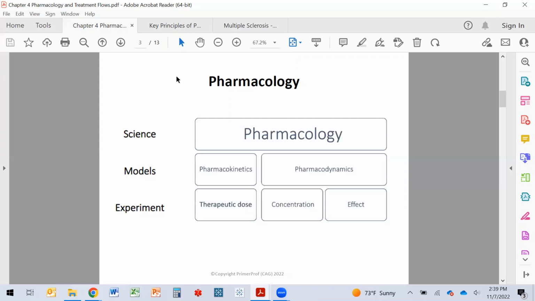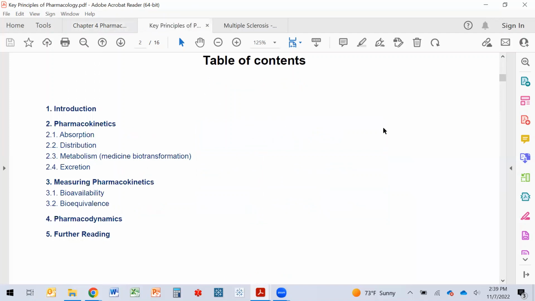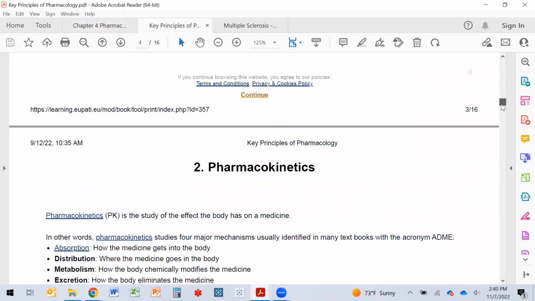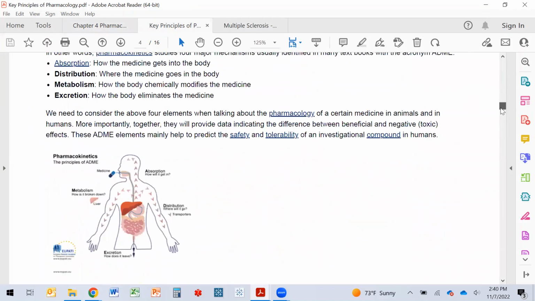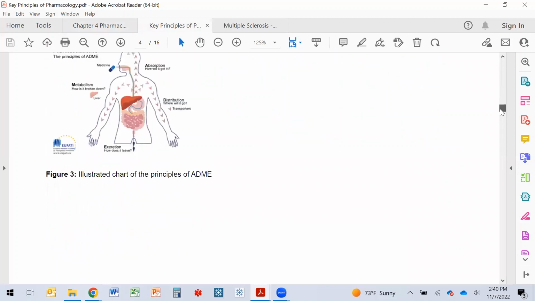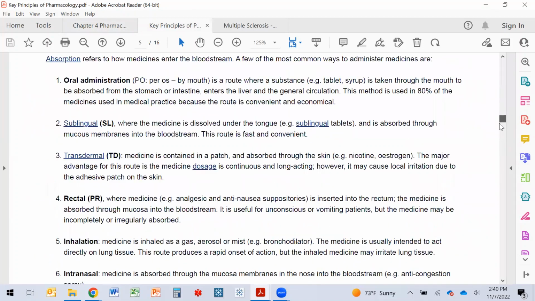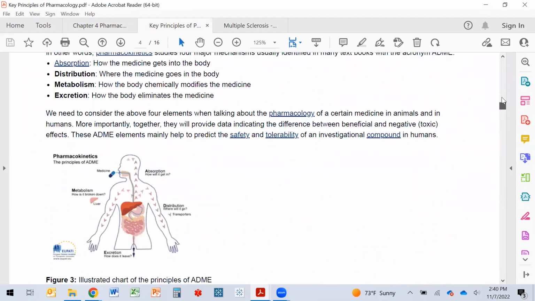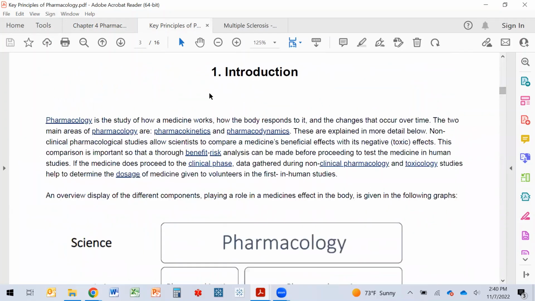One of the papers that I've attached in the additional learnings, the key principles of pharmacology, really defines this in great detail. So it has pharmacokinetics, the types of ADME, which we'll get into, bioavailability, bioequivalence, as well as pharmacodynamics and extended readings. If you go down this document, you will see that it's detailed enough for the non-pharmacologist to understand it quite well. And it serves as a great resource material for you to read later.